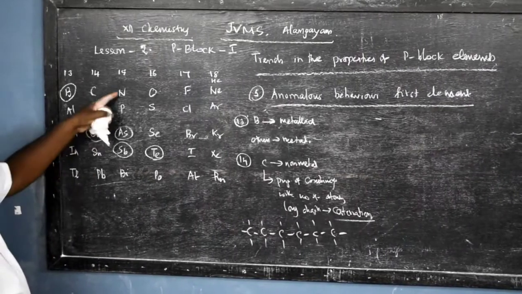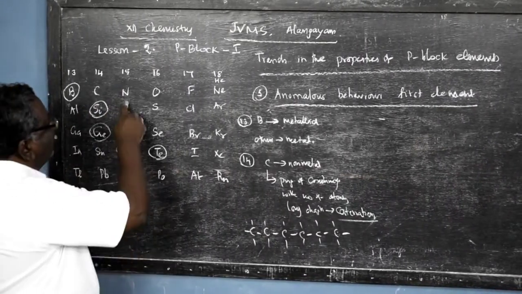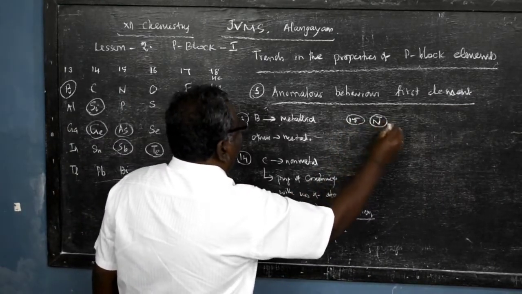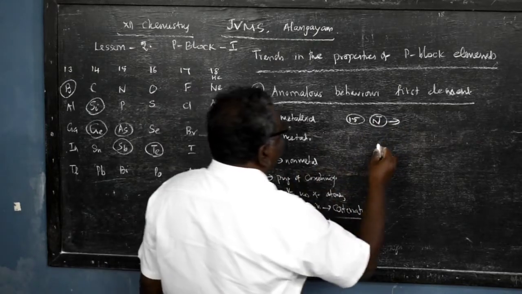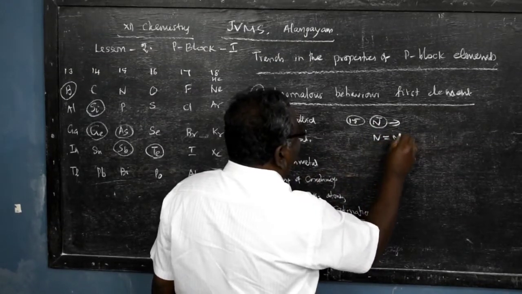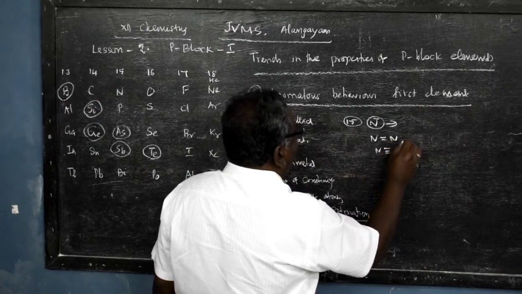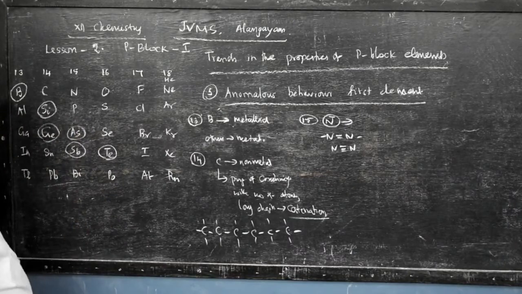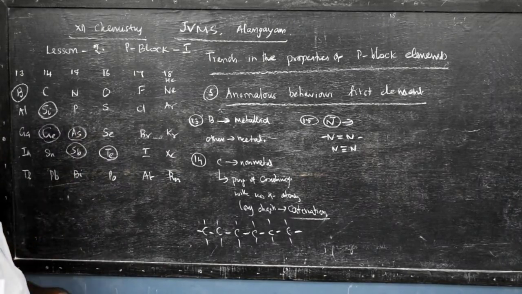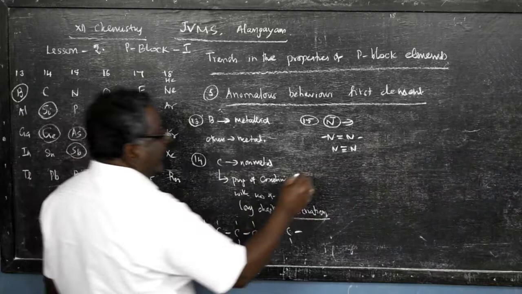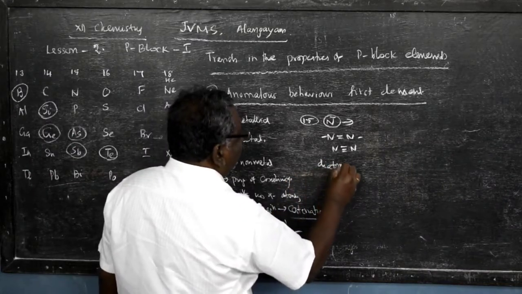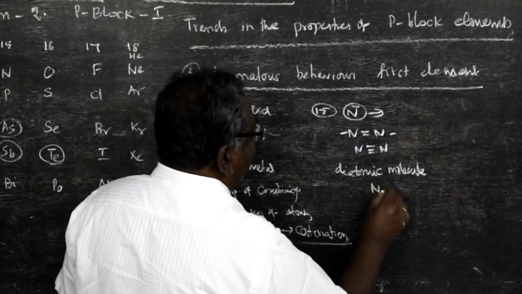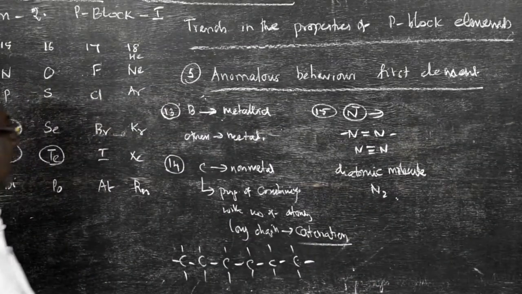Right? In the 15th group, nitrogen differs from other elements because, being a non-metal, it forms multiple bonds. These types of multiple bonds are not observed in phosphorus, arsenic, antimony or bismuth. And nitrogen forms a diatomic molecule, which is not found in other elements.